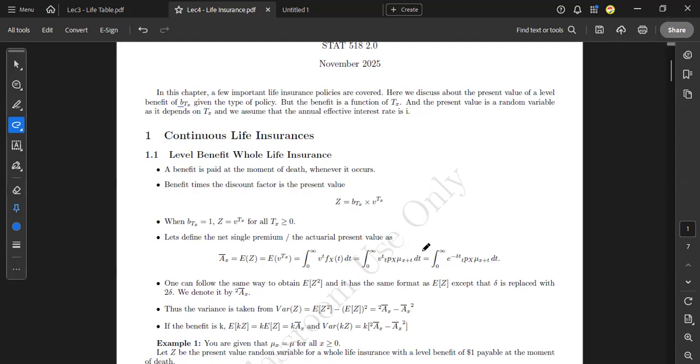continuously at the moment of the death, or at the end of the year, or at the end of the month of the death. So depending on those two cases, we can divide these insurance portfolios into two main groups: continuous life insurance and discrete life insurance. In continuous life insurance, the benefit is paid at the moment of death. But for discrete life insurance, the benefit will be paid at the end of the period, which can be a month, a quarter, a half year, or an annual payment.